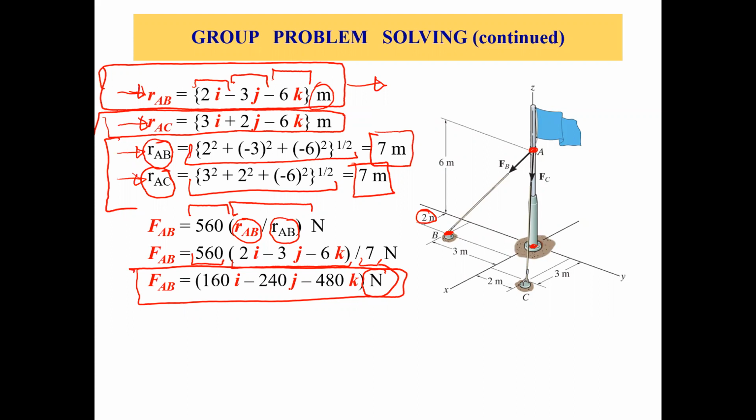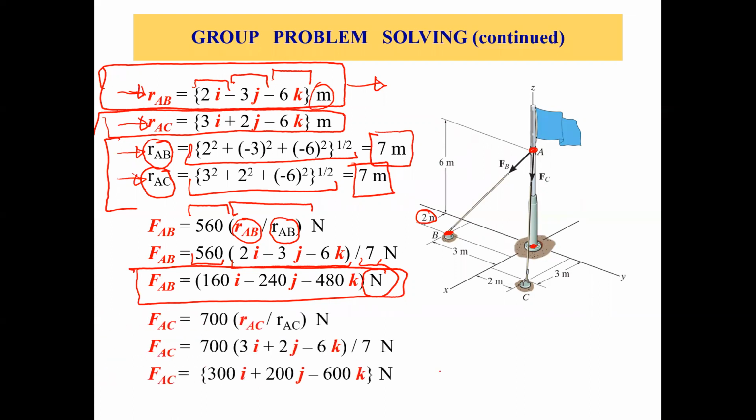I think by now we are clear on how to find the position vector, the magnitude of the position vector, the unit vector, and the force vector in Cartesian form, or we can say the force vector directed along a line in Cartesian form. So we are done with this part of the problem. We are done with finding FAB in Cartesian form.